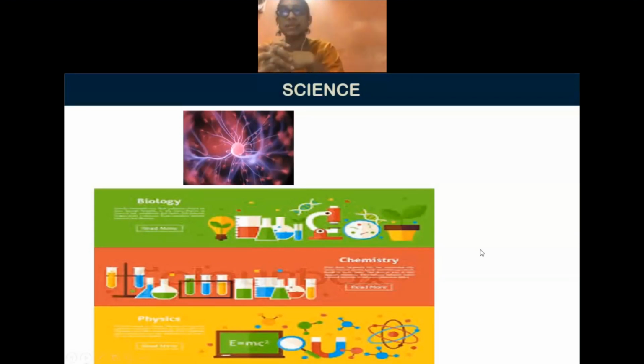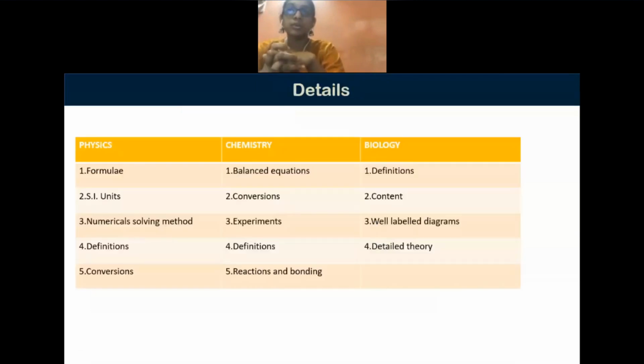Let's start with physics. The first one is formulae. Formulas are very important, especially when it comes to numericals. Without formulas, they almost carry 1 to 2 marks. So you need to be very sure on what formulas you write because you're going to substitute in that. Second is your SI units.